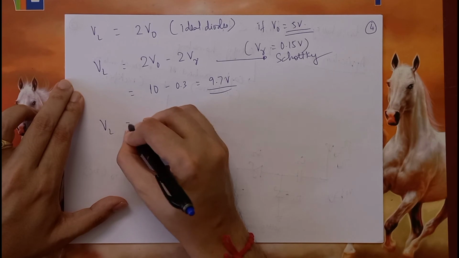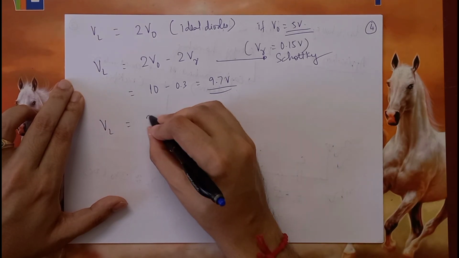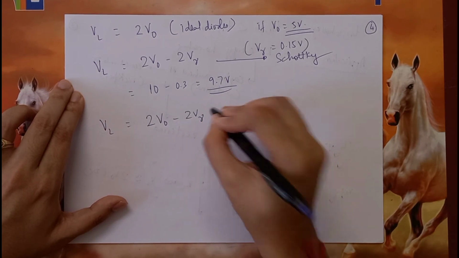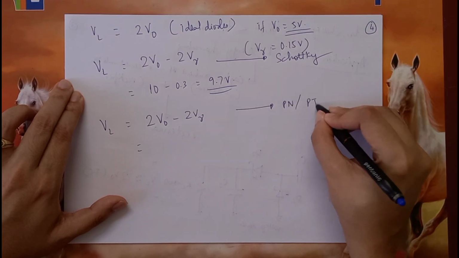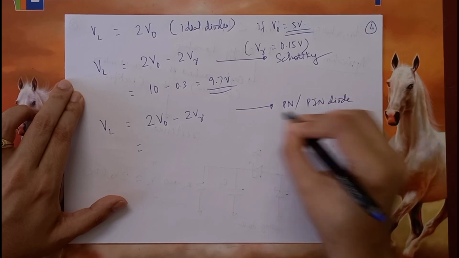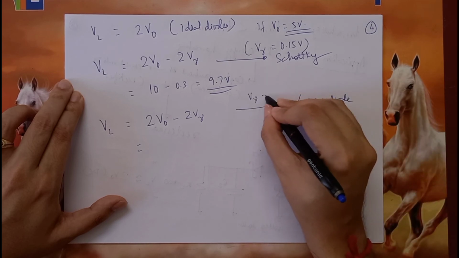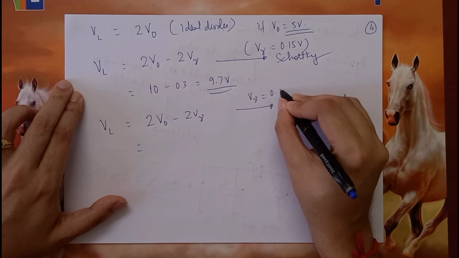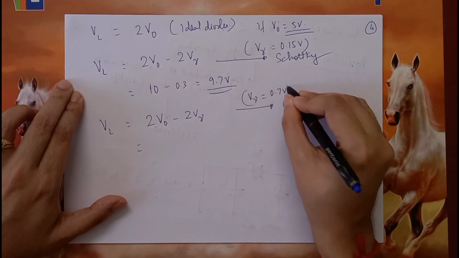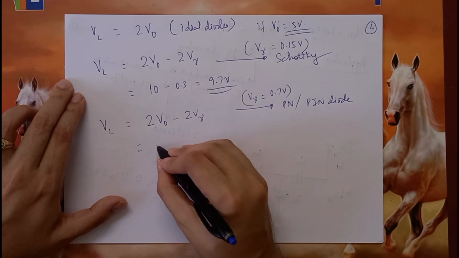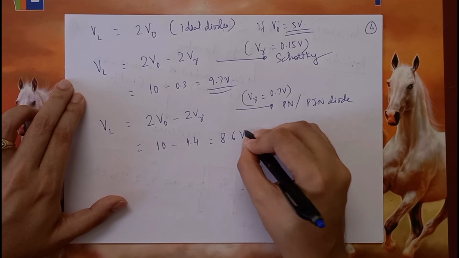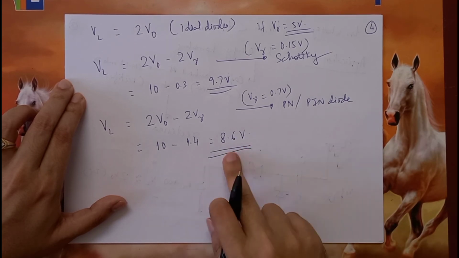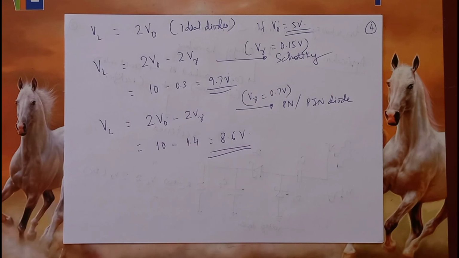But if you use a normal PN diode, what you will get is 2V0 minus 2V gamma. If you assume that V gamma over here is, let's say, 0.7 volts, what you will get is essentially 10 minus 1.4, which is about 8.6 volts, which is quite far away from the ideal expected voltage of 10 volts.